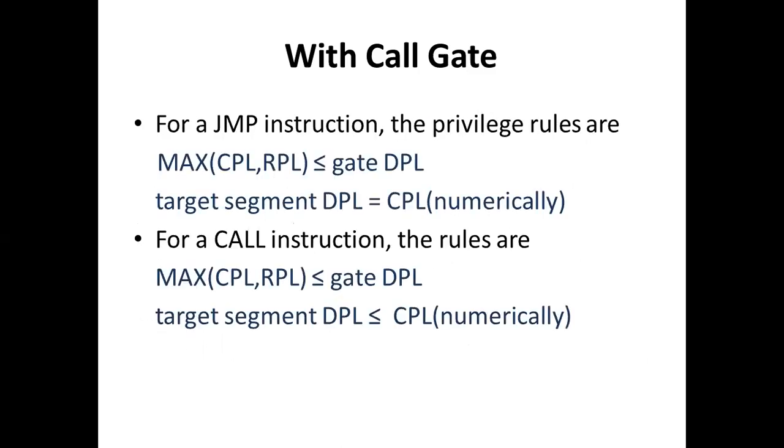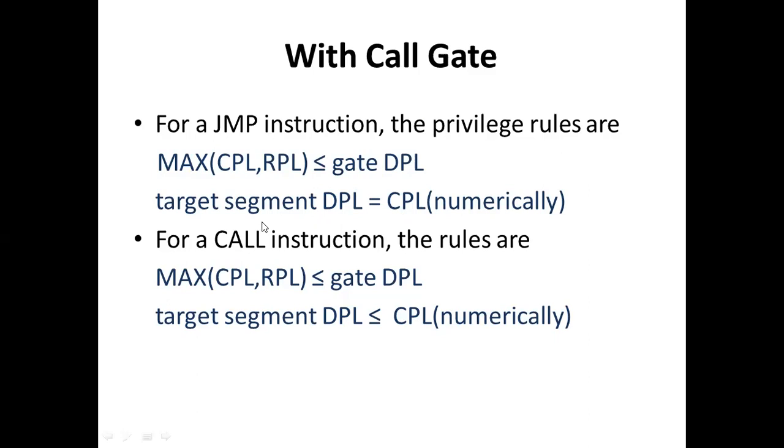For the jump instructions, the privilege rule is like this: the maximum of the CPL, current privilege level, and the RPL, requested privilege level, must be less than or equal to the gate descriptor privilege level. Means whatever the maximum value of the CPL or RPL is, it must be less than or equal to the DPL value. For the jump instruction, the target segment DPL is equal to CPL, whatever the numerical value is.